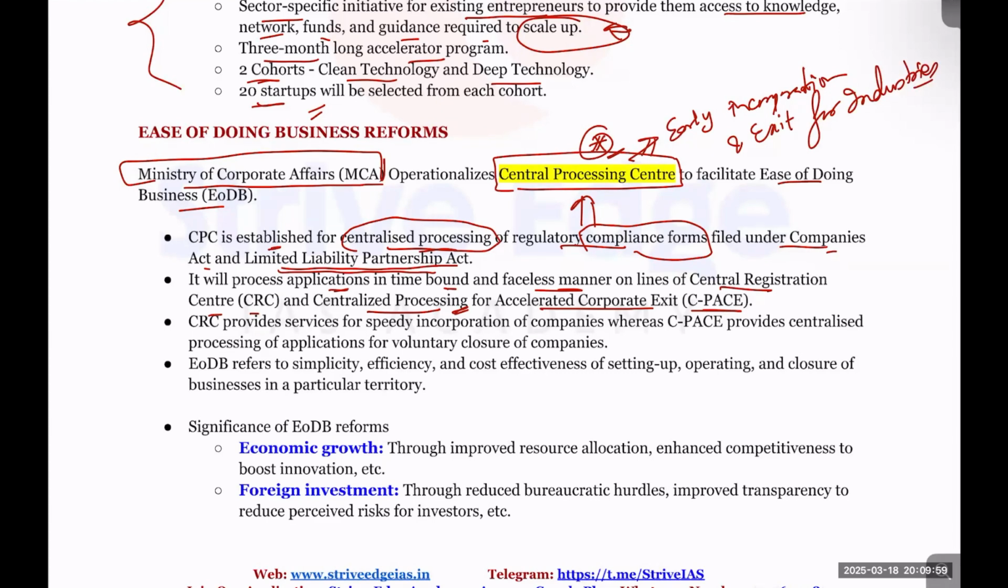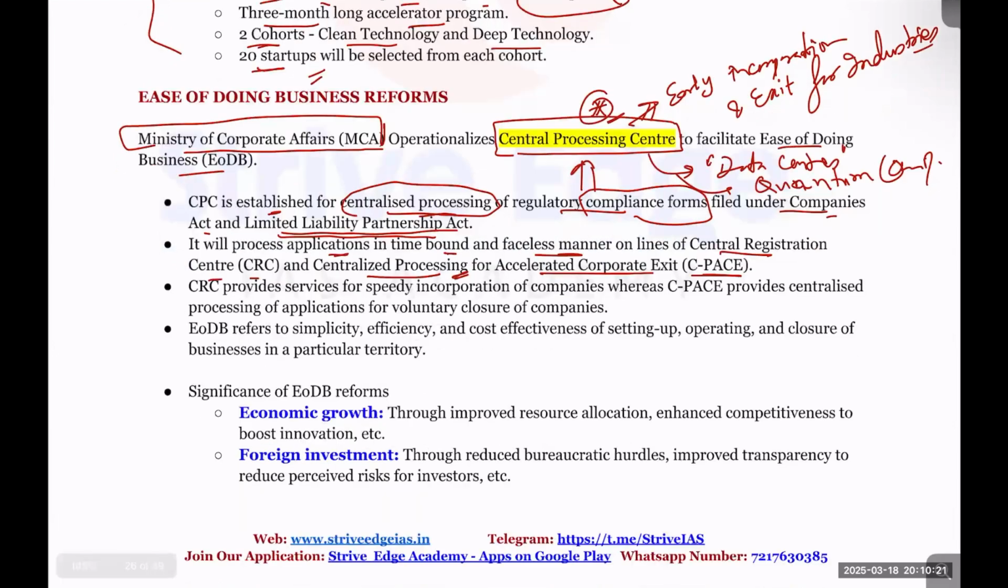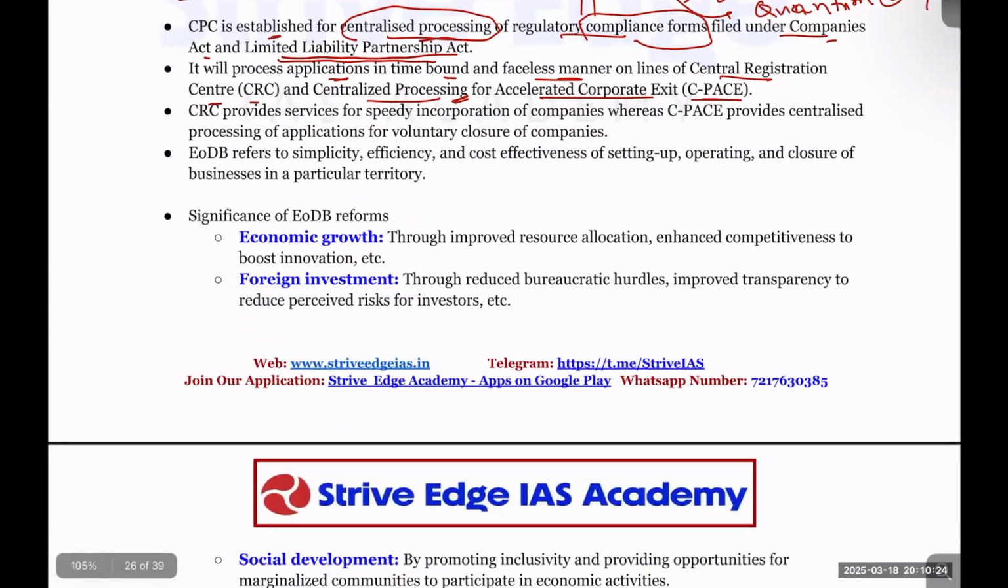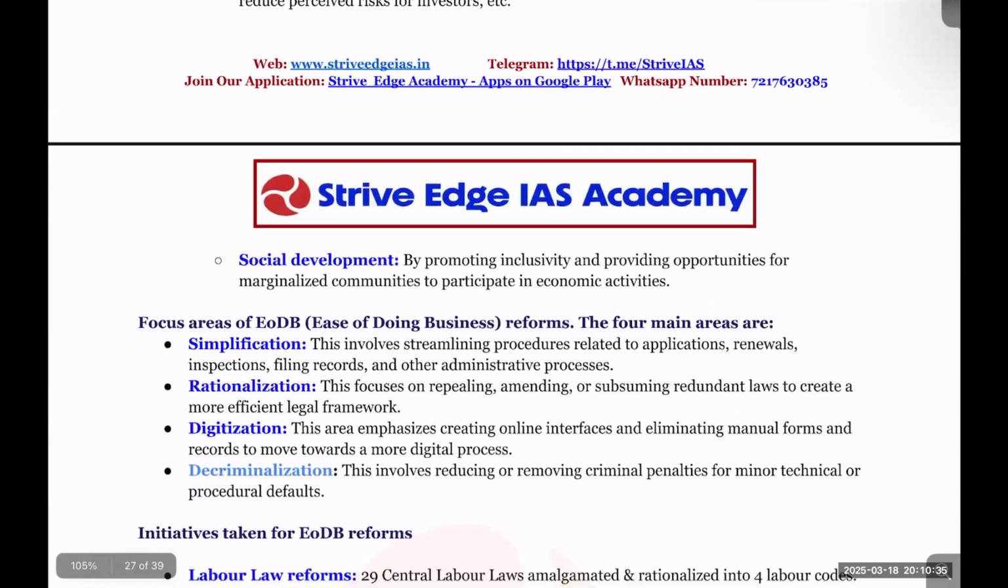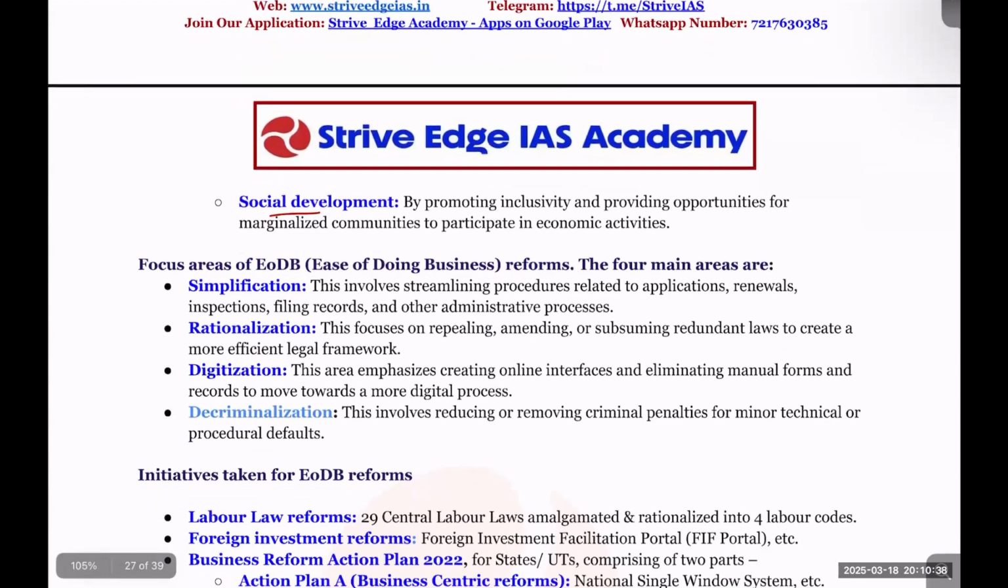In the central processing center, UPSC can confuse you with data centers, or something related to quantum computing. These are the types of things that UPSC may confuse you with, so you should remember what the central processing centers are. Now, what is the significance of ease of doing business? If the ease of doing business reforms are done, then economic growth will be ensured, foreign investment will come to India, and social development of India will be at a very fast pace.